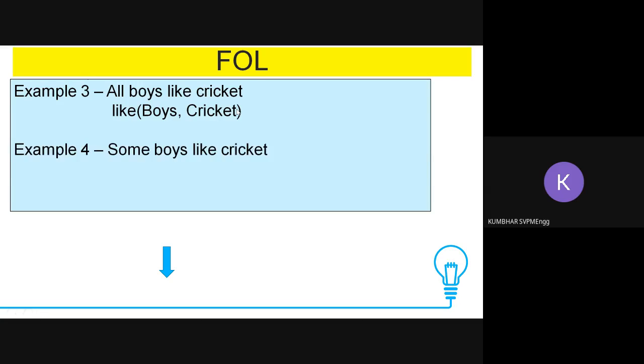Let's see one more example. Some boys like cricket. In the previous example, all boys like cricket, and now I am talking about some boys like cricket. Now here also the predicate will be: who likes the cricket? Boys like the cricket. So again we can write the FOL statement like boys like cricket. Do you understand now? How can we go for it?